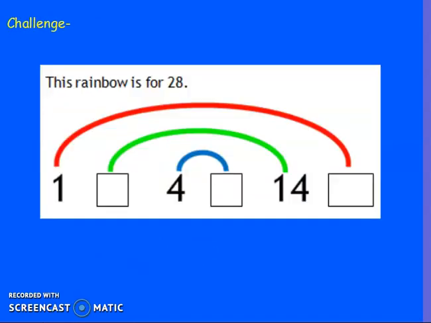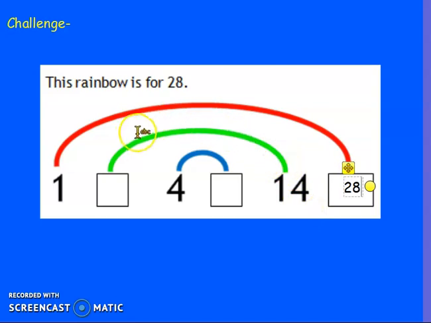Let's have a look at this rainbow challenge together. These are the factors of 28. What numbers do we multiply by these numbers given to make 28? Have a think. 1 times something equals 28. Of course, it's going to be 1 times 28.